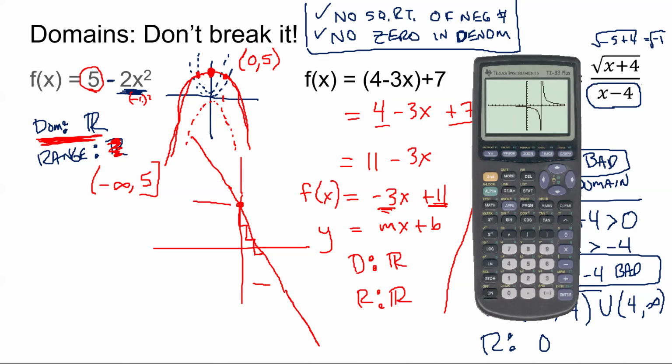But that's going to be my top value. But I never really get there. This is sliding off, getting closer and closer, but I actually never get there. Same thing on the other side.